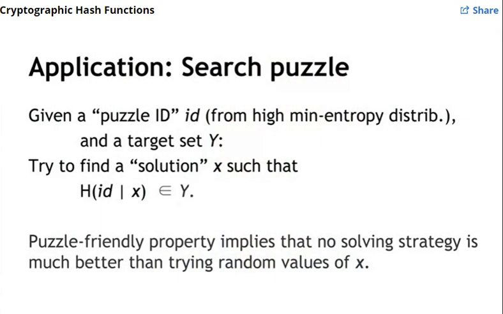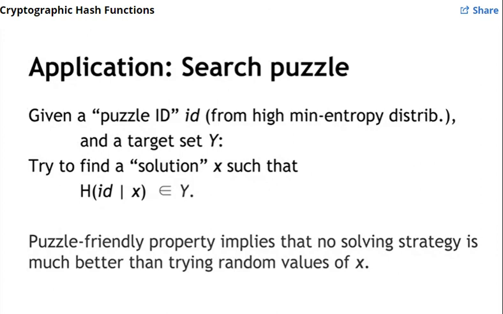That's a search puzzle. To be more specific, the idea is that we're given a puzzle ID, which is chosen from some high min-entropy distribution, that is, some very spread out probability distribution, and we're given a target set Y, which someone wants to make the hash function fall into. Then we want to find a solution X, so that if we hash the puzzle ID together with the solution X, we get a result that's in the set Y. So Y is a target range or set of hash results that we want, ID specifies a particular puzzle, and X is a solution to the puzzle.